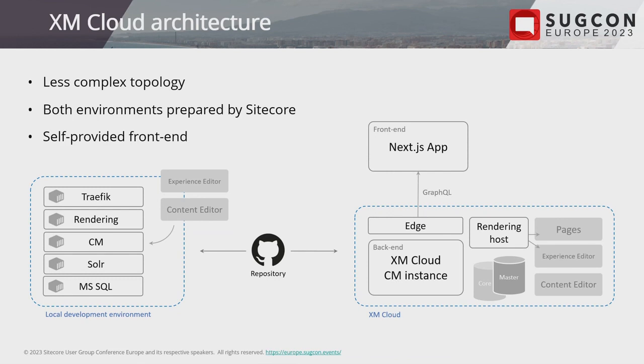On XM Cloud, you have your CM instance, your Edge, and Edge is actually an API to query against for content using GraphQL, but it also provides you with a CDN for your Sitecore media library. And then you have your rendering host, which is also called the editing host, because it's only used for the previewing and editing from pages and the experience editor. And of course, you have to self-provide your front end.